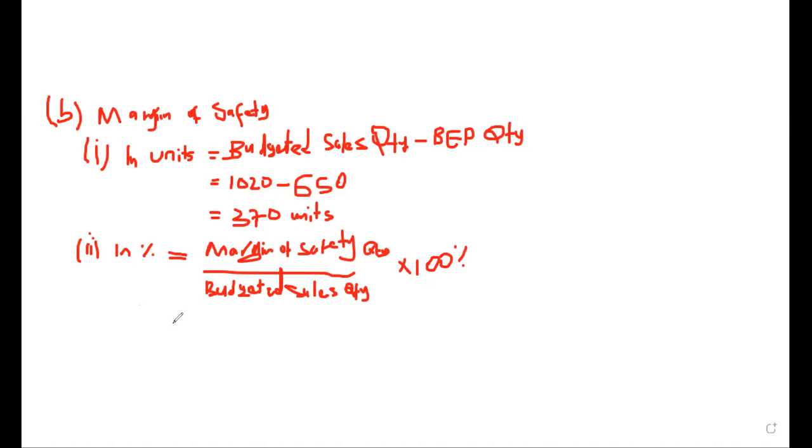Which is going to be our margin of safety in terms of the units we calculated already as 370. So we've got 370 units, then divide by the budgeted sales units we calculated as 1020 units, multiplied by 100%.